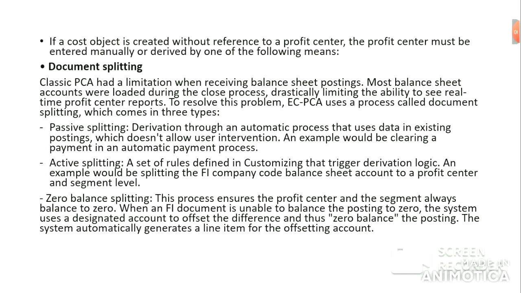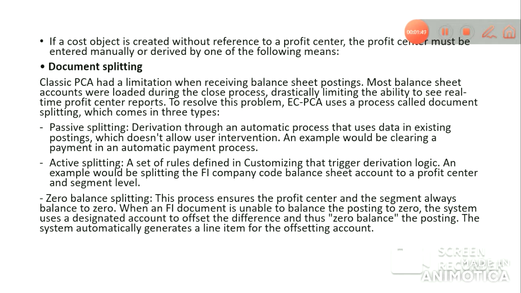Profit center accounting uses a process called document splitting, which comes in three types: passive splitting, active splitting, and zero balance splitting. Derivation through an automatic process that uses data in existing postings, which doesn't allow user intervention.